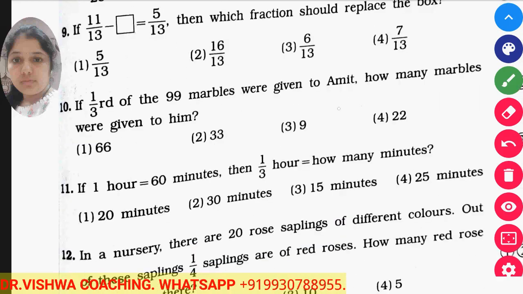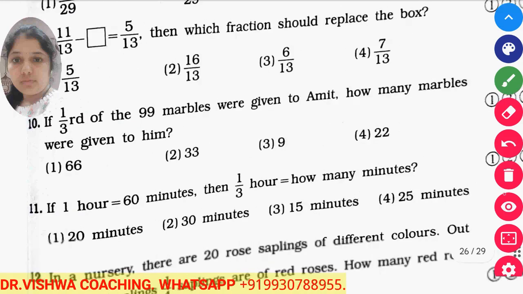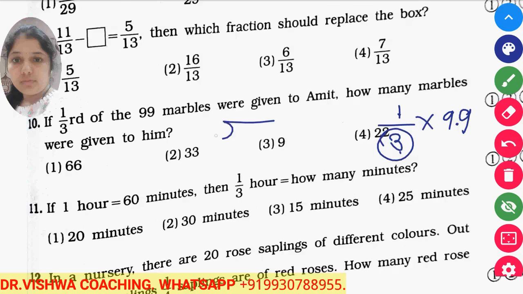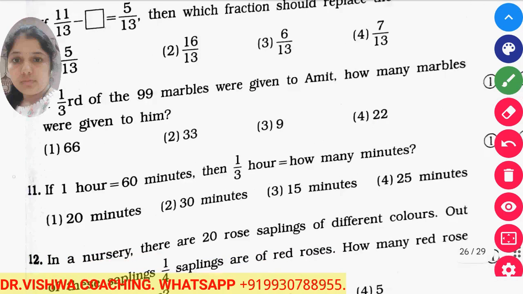1/3 of 99 marbles are given to Amit. How many marbles are given to him? Now see. 1/3 of 99 means this denominator will divide this 99, and whatever answer you get is multiplied with this one. So divide 99 by 3. 3 3s are 9, 3 3s are 9. So Amit has 33 marbles.